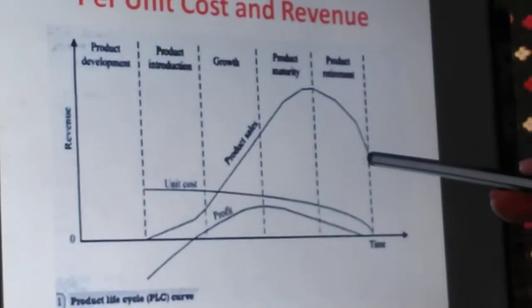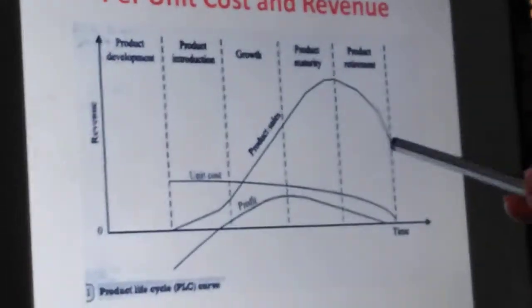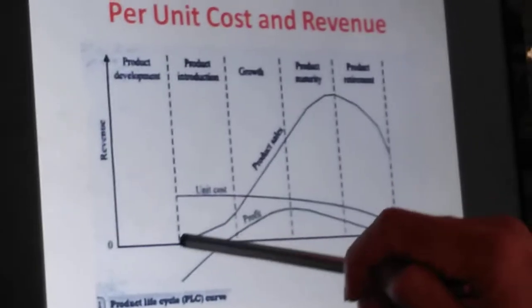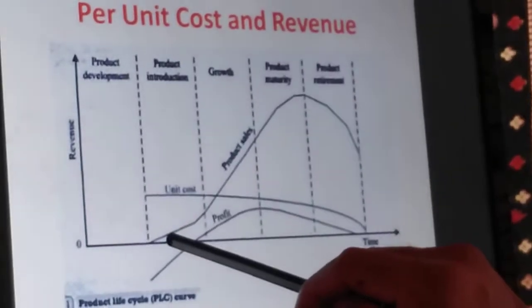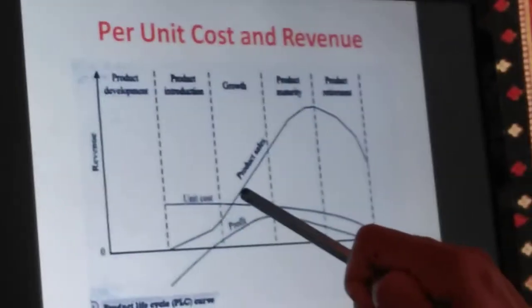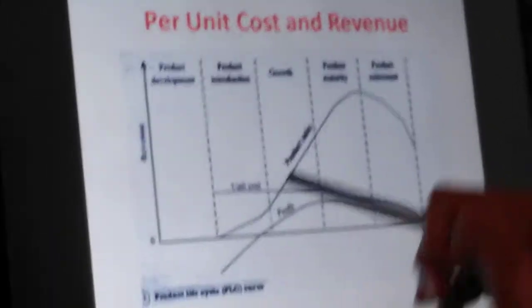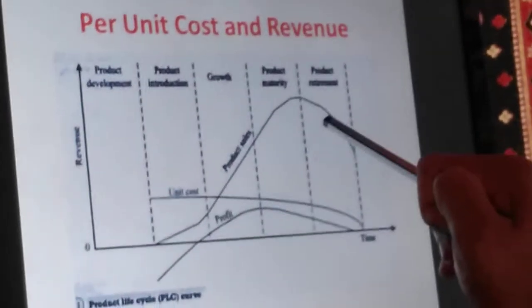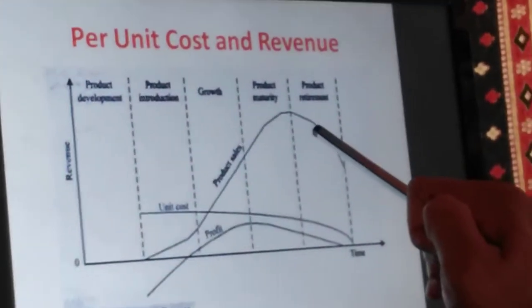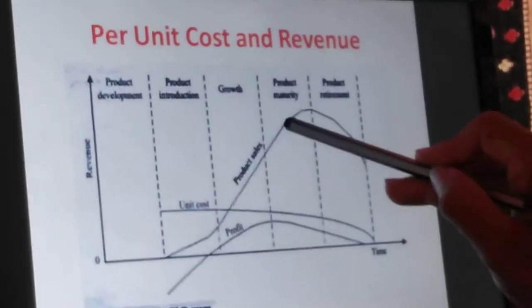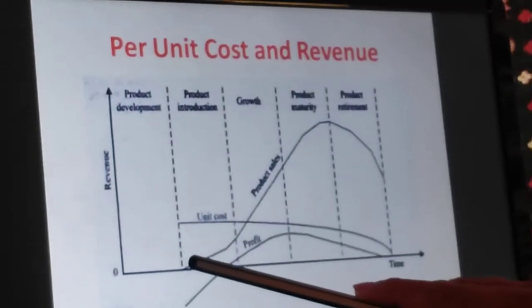That's the reason. If you release a product somewhere here, you need to wait for some more time to get a benefit. If you release somewhere here, we will get a lot of benefits. If you release a product here, definitely we will lose revenue. Our company will lose money. So this is a very important point.